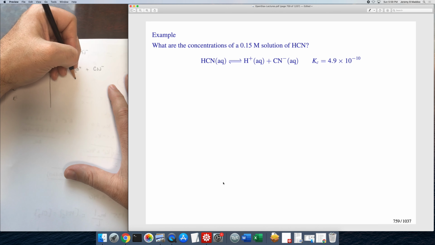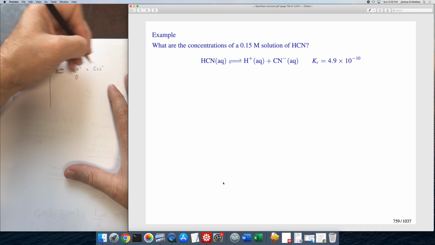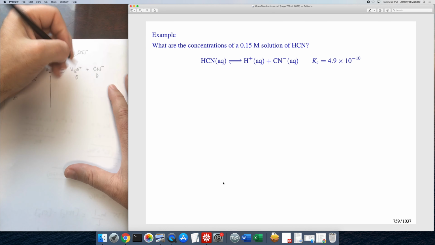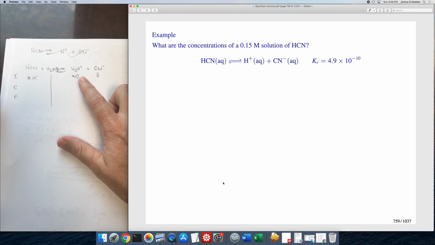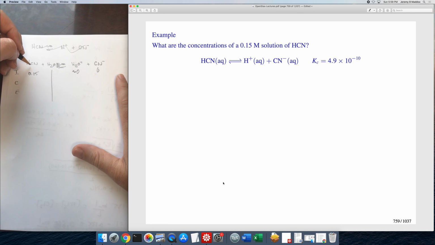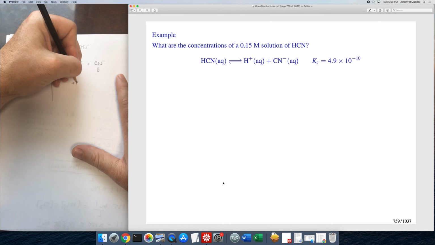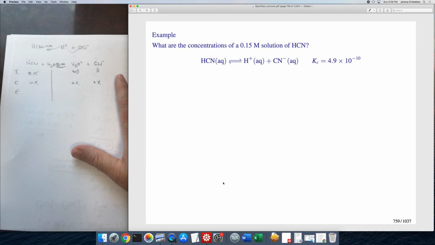Initially, we'll go over this later, but initially we'll take those to be 0. Usually I need to say that it's approximately 0. When we get to the acid-base chapter, you'll find out what I mean by that, because I'll do it again. Some of the acid is going to dissociate. That's going to give us some hydronium, and that's going to give us some cyanide.